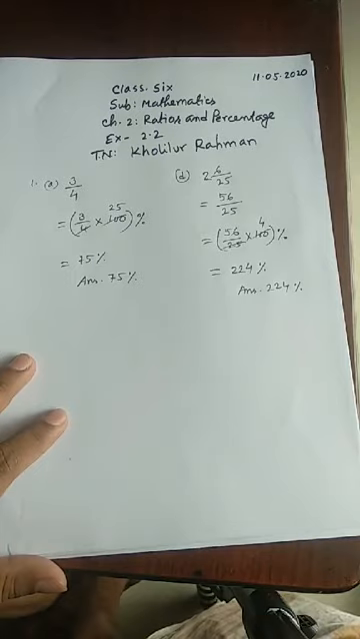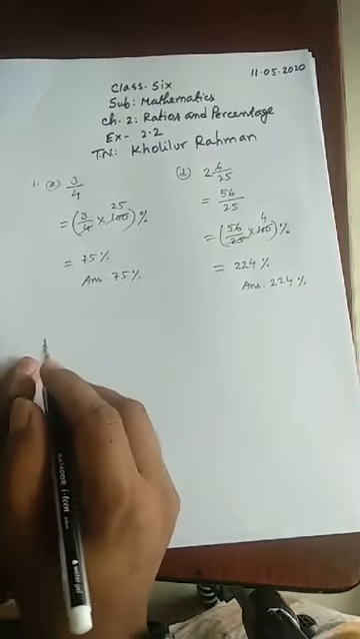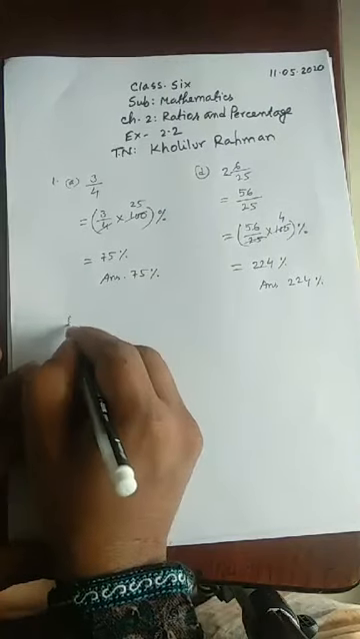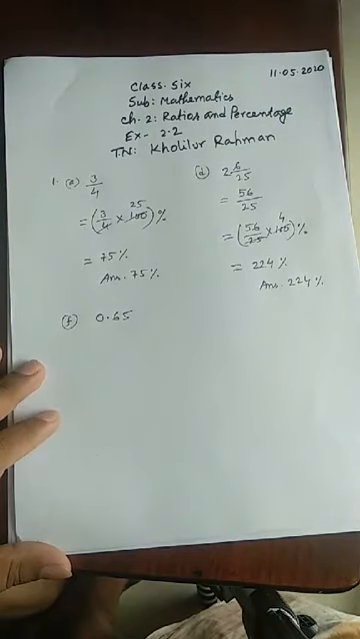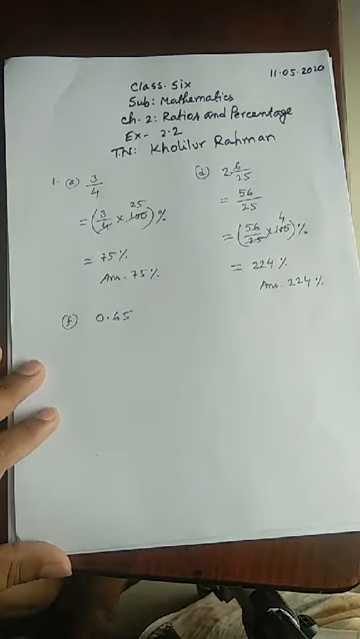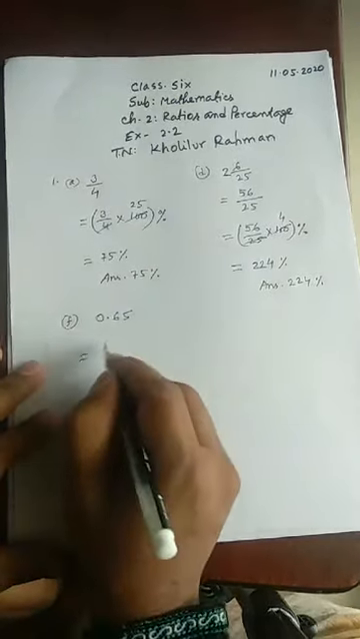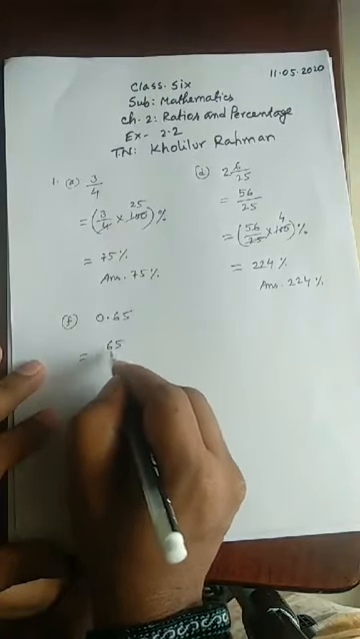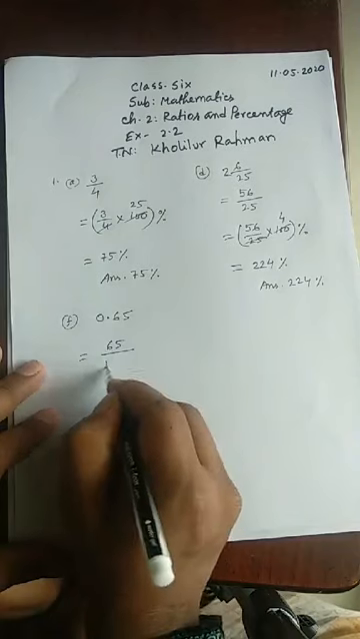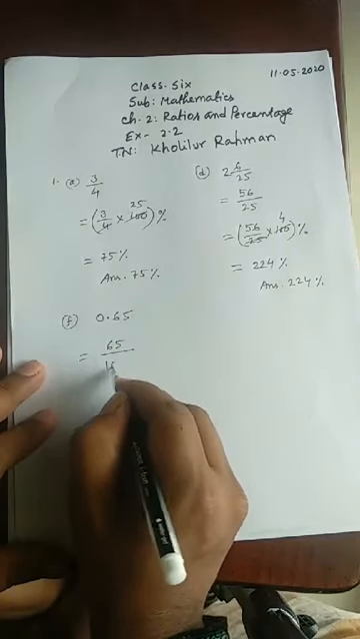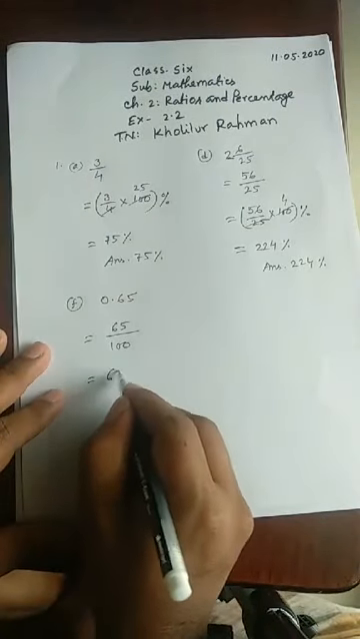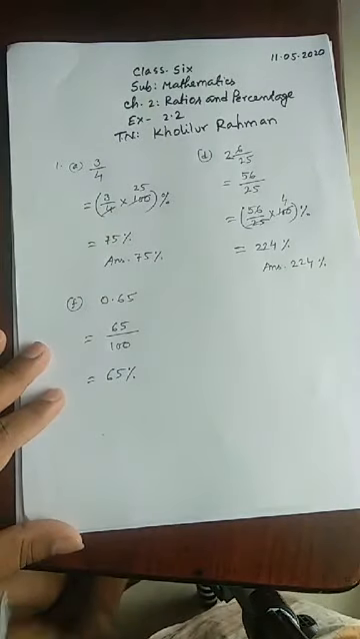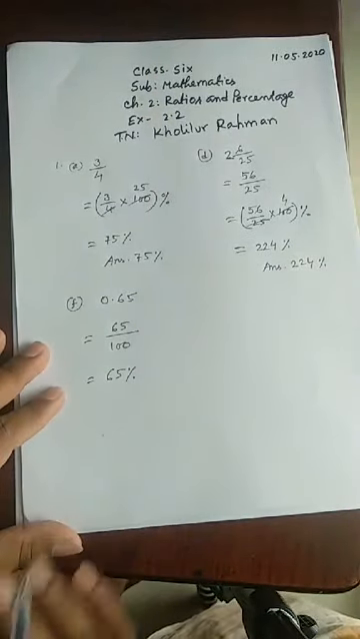Now I am going to solve F number, which has a decimal. F number, you see 0.65. So you can multiply by 100, otherwise you can first convert it into a fraction. How is it possible? You have to write here 65 and put 1 under it, and the point is after how many digits? 2 digits. So you have to put 2 zeros. So 65 by 100, that means 65%. No need to multiply. You can also solve it by multiplying, no problem.